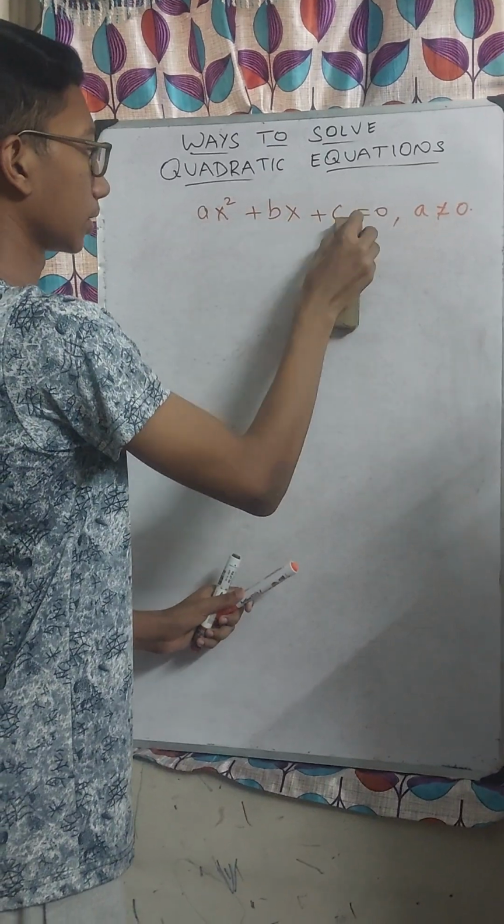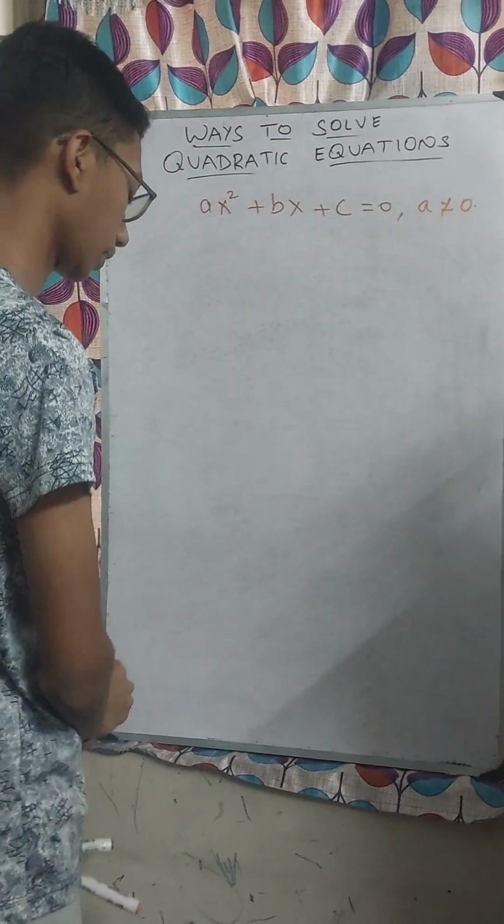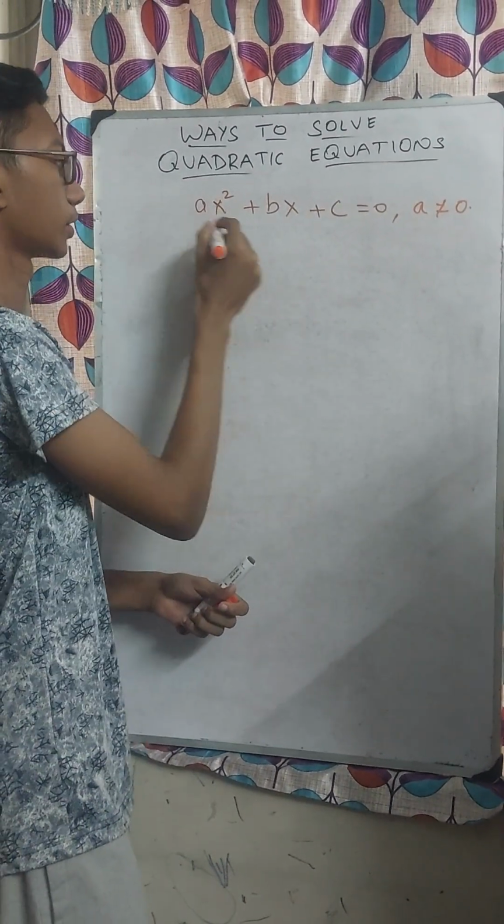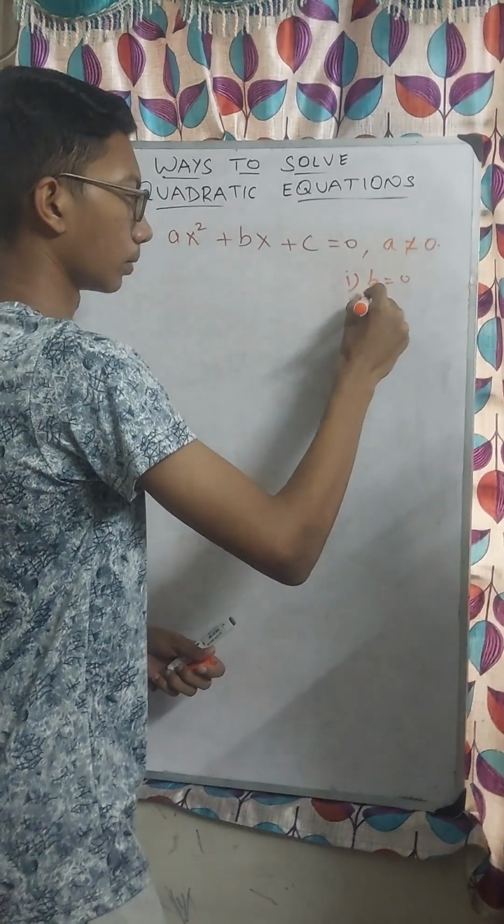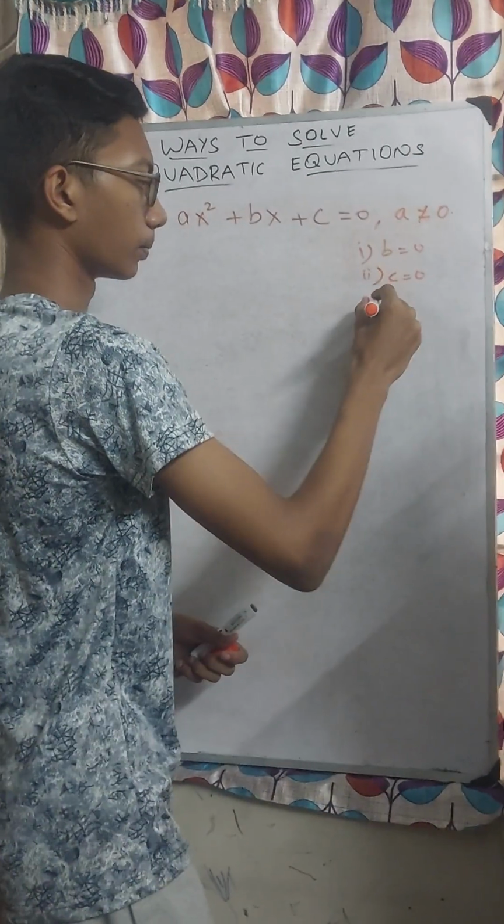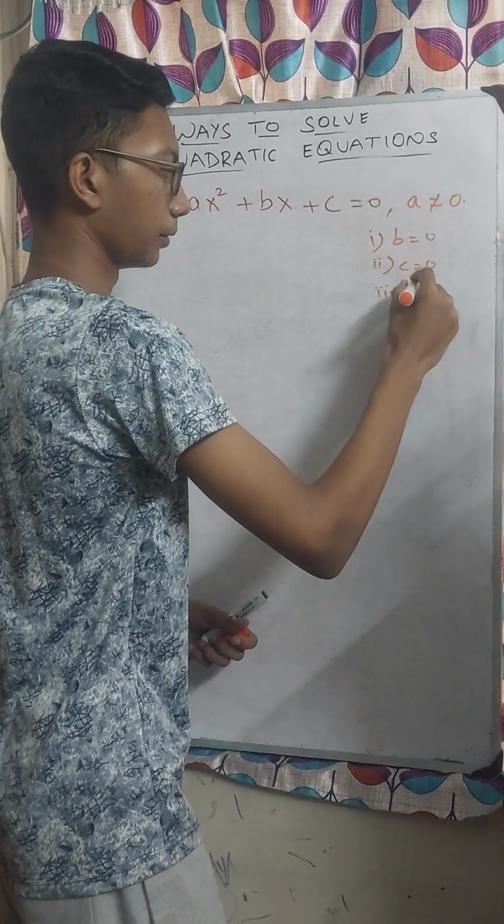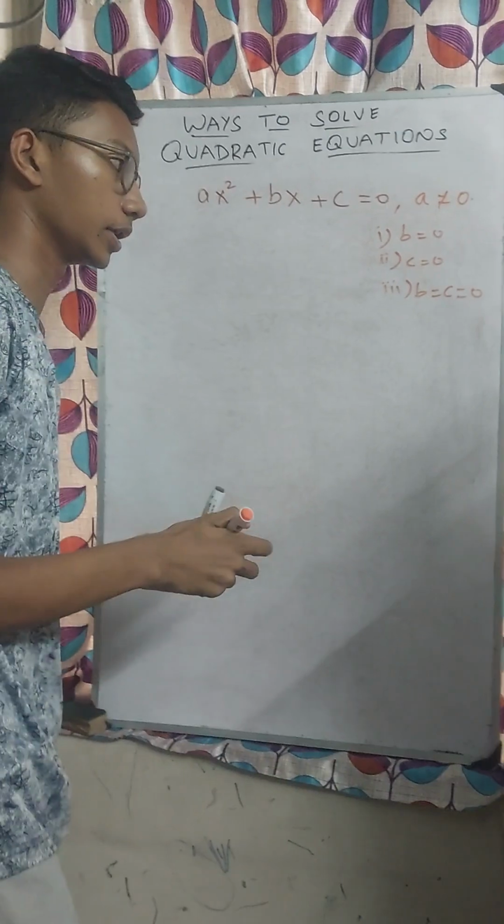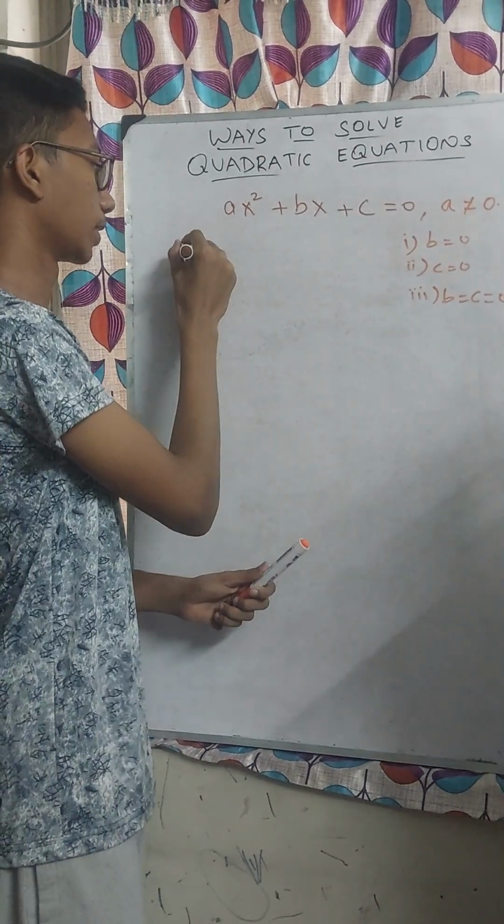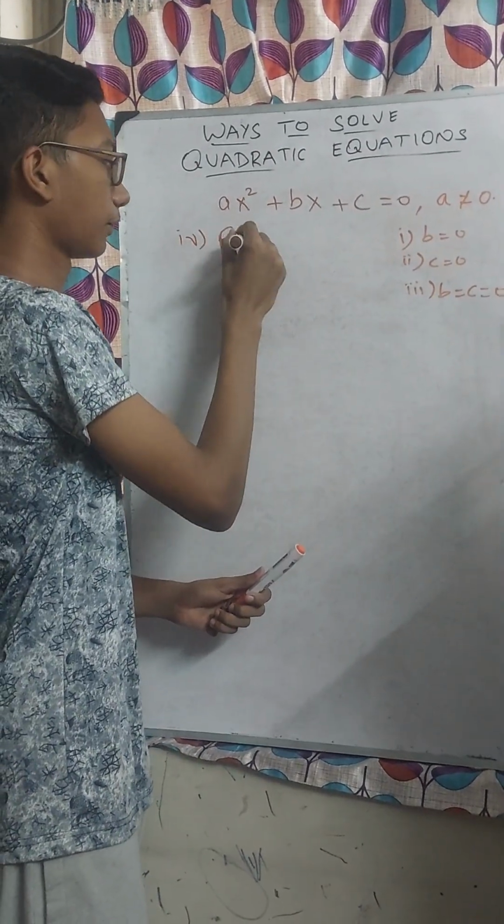Now let's get to another method. We have seen three methods, that is when b equals 0, c equals 0, and b and c both become 0. Now let's see the fourth method, that is factorization.